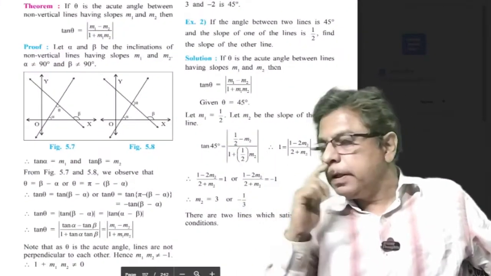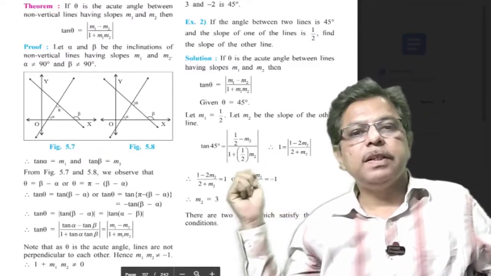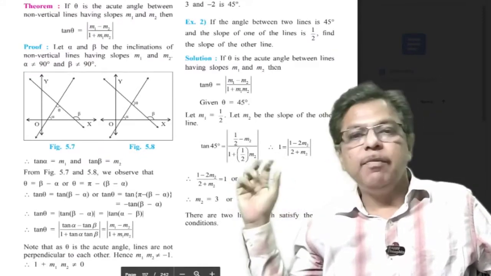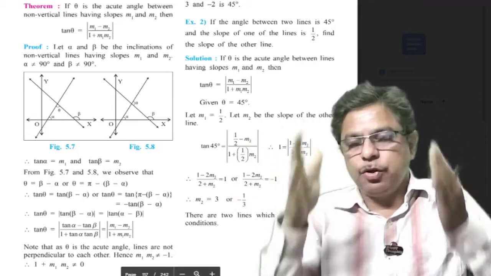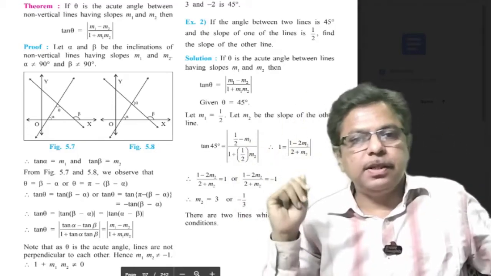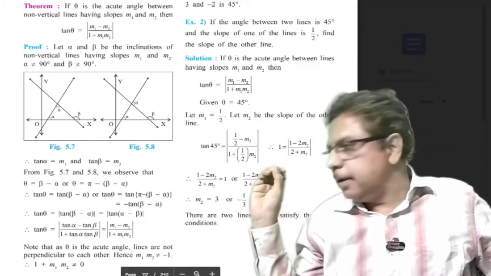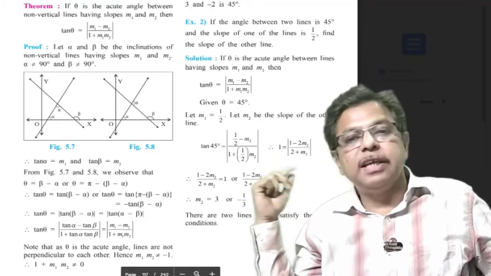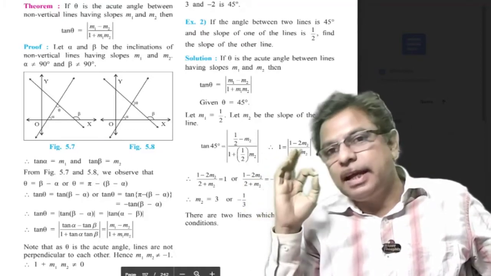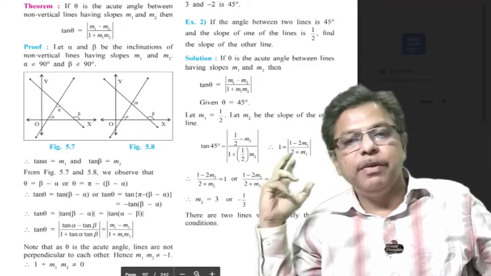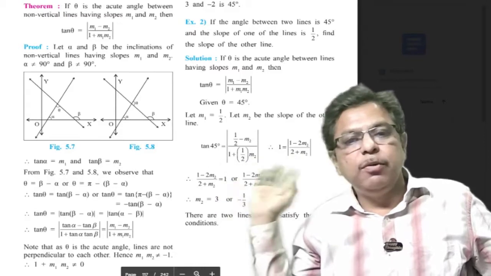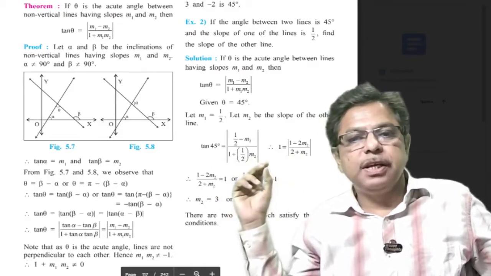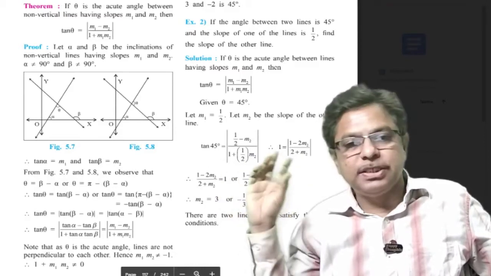Now I'll go for the next theorem. That is, if theta is the acute angle between two non-vertical lines, again the lines should not be parallel to the y-axis, and the slopes of these two lines are m1 and m2, then tan of theta, where theta is the acute angle between them, is mod of m1 minus m2 divided by 1 plus m1 m2. In two different cases we can see this. These two cases are very interesting, so we'll see the proof.